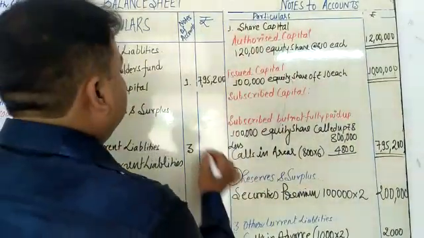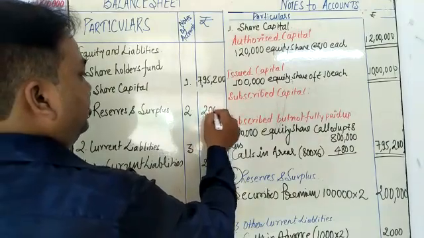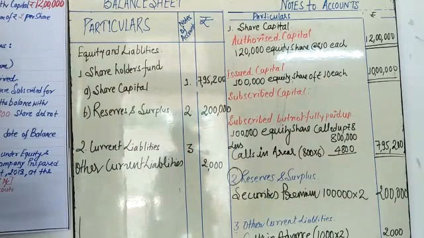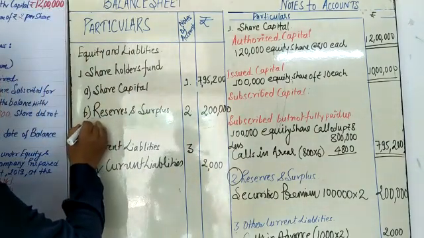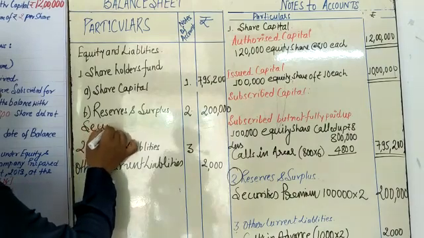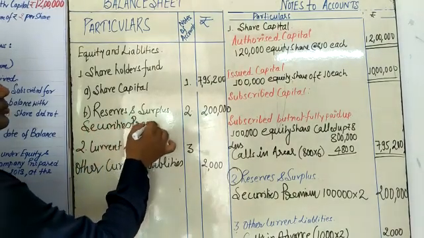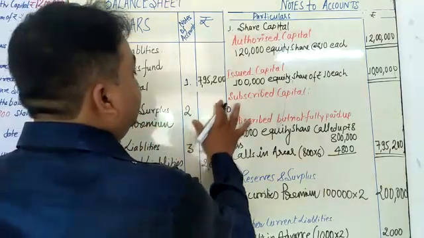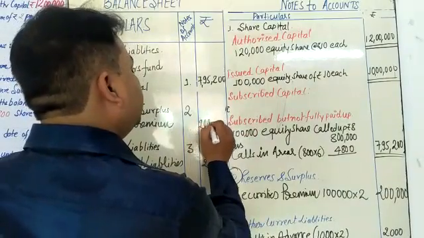Note number 2, that is 2 lakh rupees, is reserve and surplus, but you have to mention here what the subhead is. You just write securities premium, and this amount will be shown here, 2 lakh rupees.